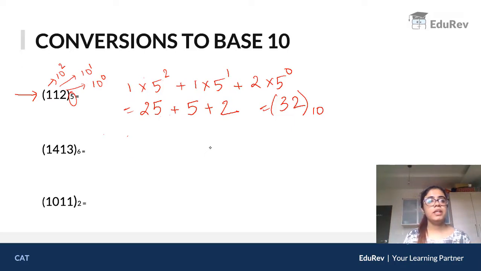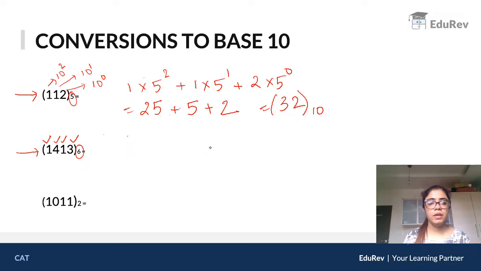Now let's look at the next example. 1413 to the base 6. It's a 4-digit number. So the first one represents the thousands place, this is the hundreds place, this is the tens place, and this is the units place. The only difference is your base is 6. So whatever we did with 5 in the previous example, we are going to use 6 in this case.